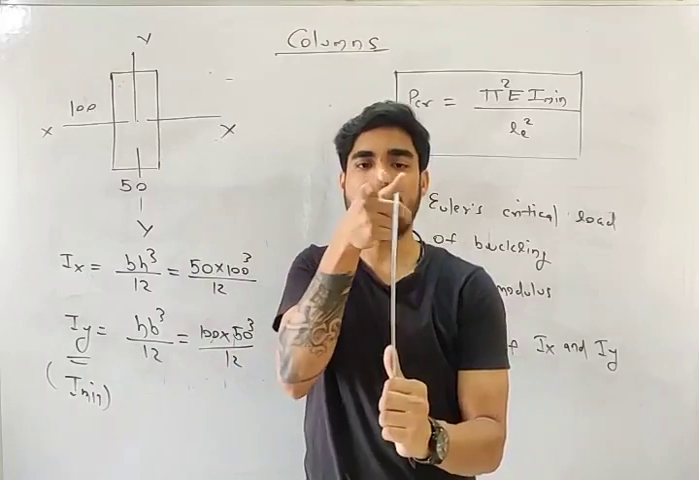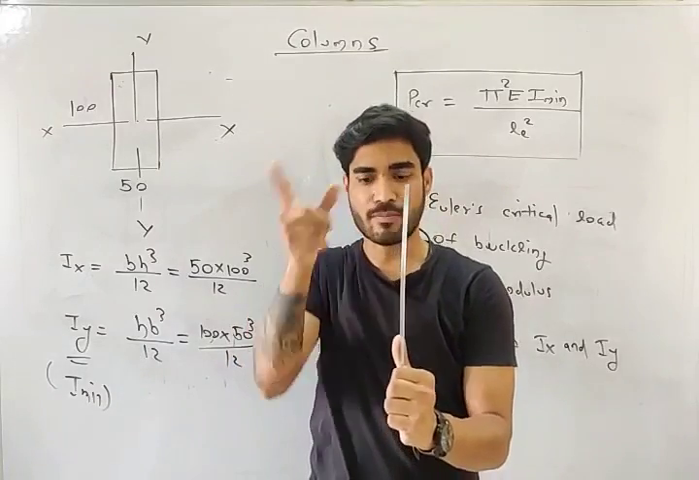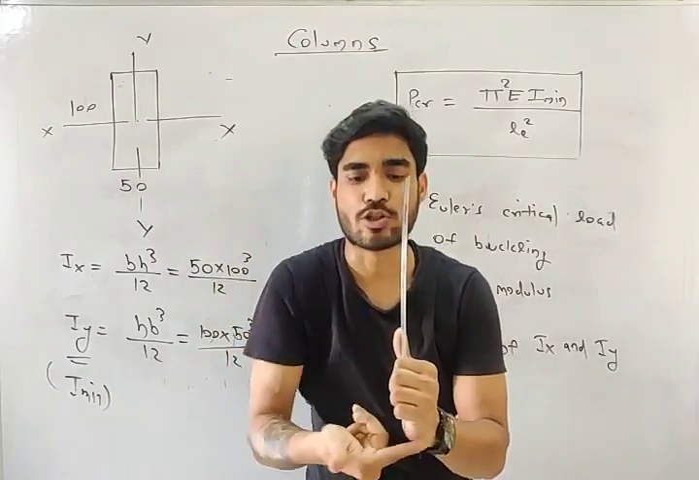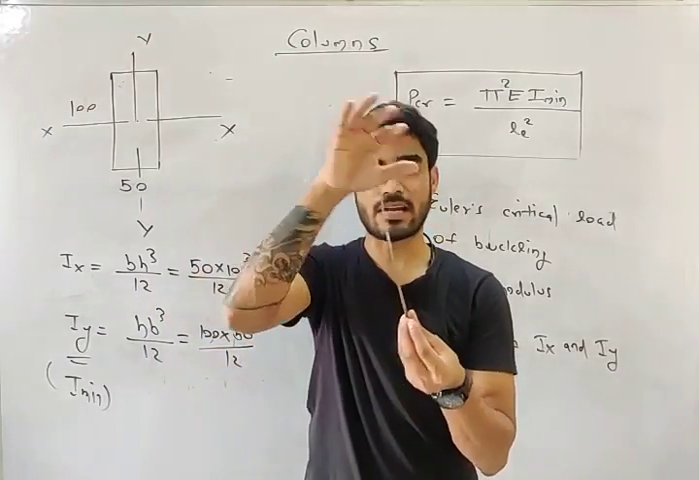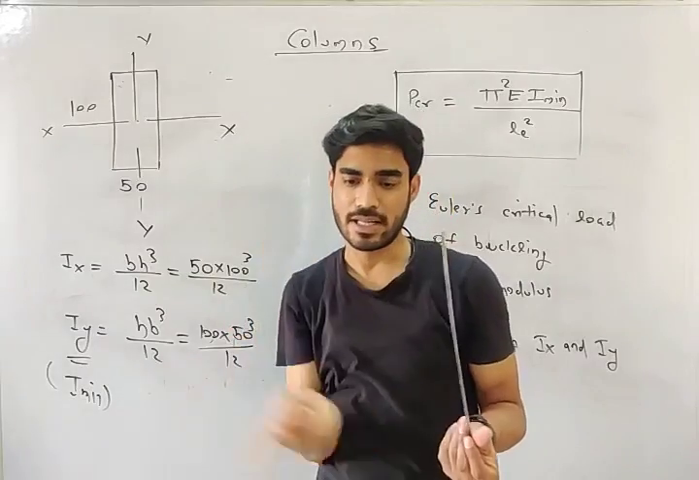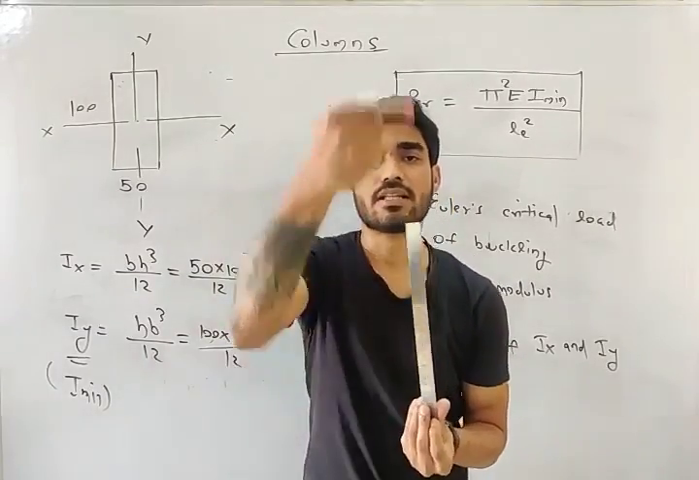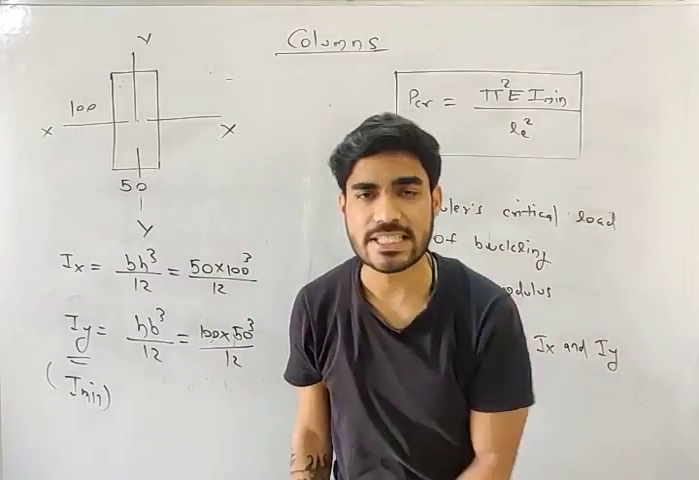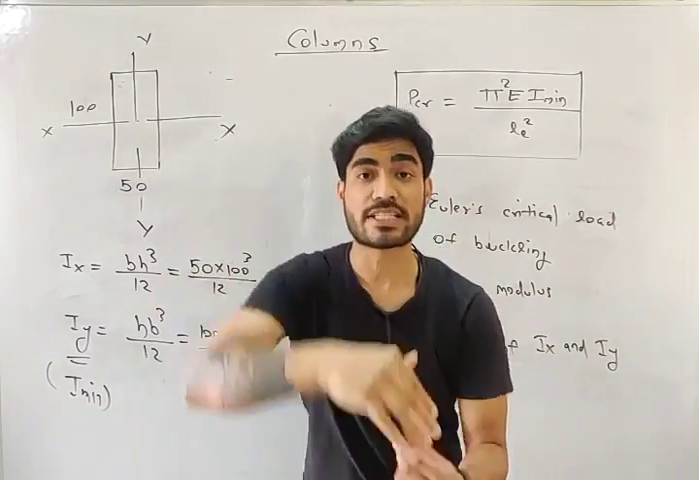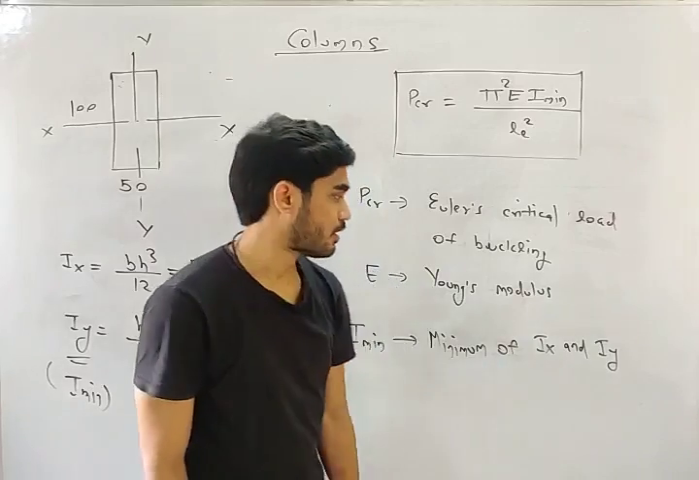This is bending about the y-axis. So it might bend like this, it might also bend like this. It can bend in this direction, and in this direction, like this and like this. So about which axis will it bend, my friend?